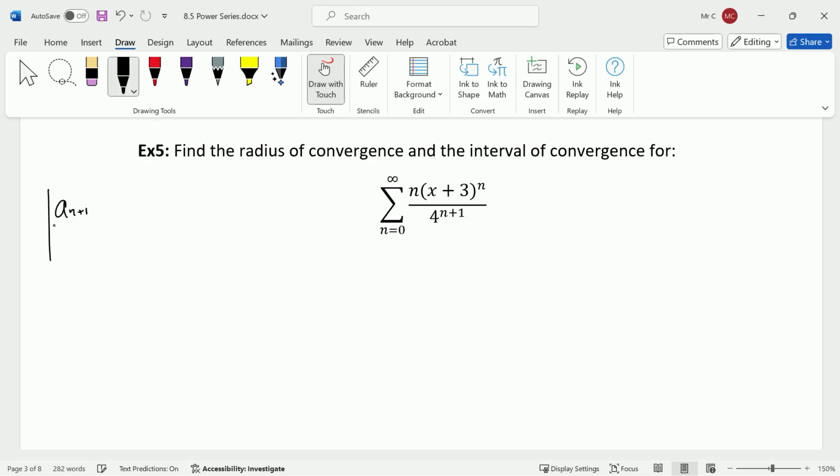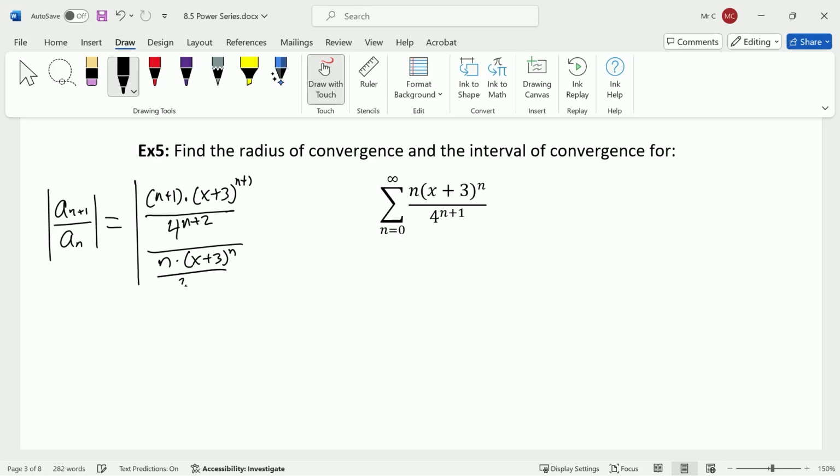Okay, a sub n plus 1 over a sub n. So again, at this point, we've done a bunch of these, so I'm going to write this out really quickly. 4 to the n plus 1 is 4 to the n plus 2, over n times (x plus 3) to the n over 4 to the n plus 1. I'm going to skip some of the simplification here as well. Got n plus 1 over n.